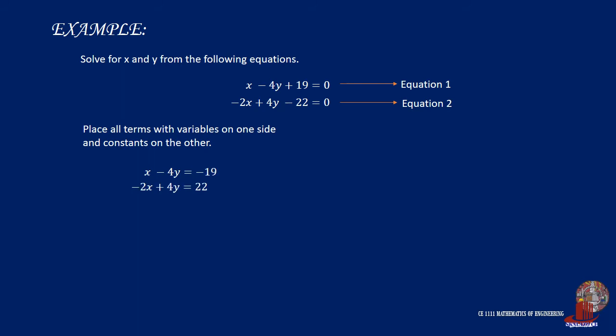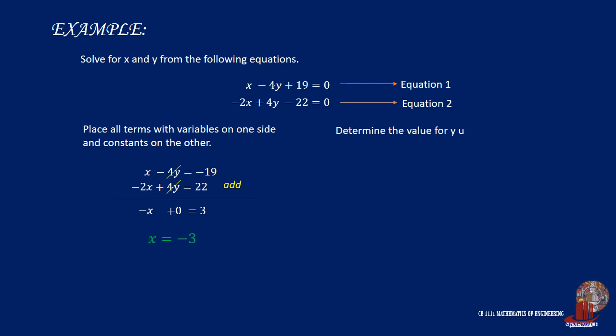Take note that if we add the equations, we can cancel the y variable. So, x take away 2x is equal to negative x, negative 4y plus 4y cancels out, and negative 19 plus 22 is equal to 3. Thus, x is taken as negative 3.